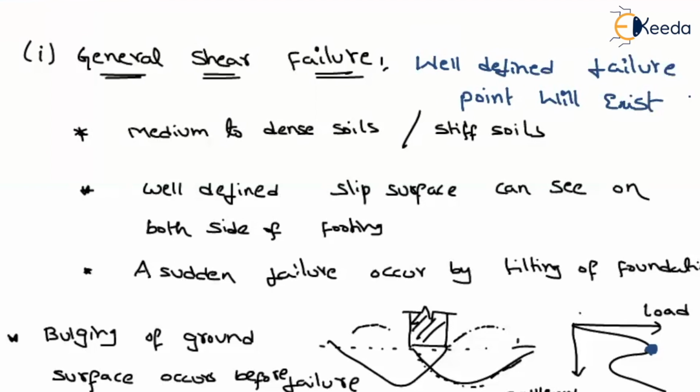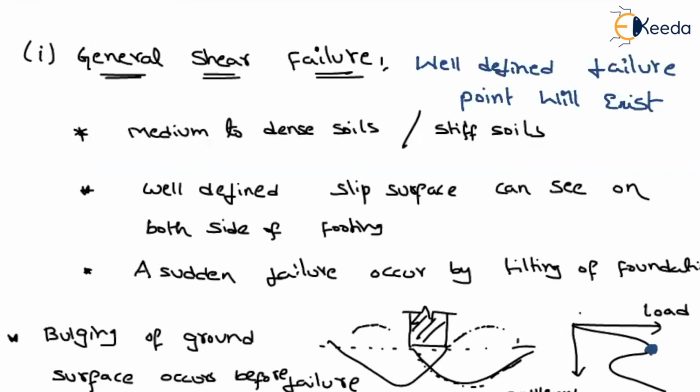They may ask you one more question. If it is a general shear failure and you see the load versus settlement curve, there will be a well-defined point, which is considered the ultimate capacity of the soil. So a well-defined failure point will exist. It will occur for medium to dense soils. A well-defined slip surface will exist. Sudden failure will occur, and bulging of the ground surface will also occur. These are the important points that you have to learn by heart.